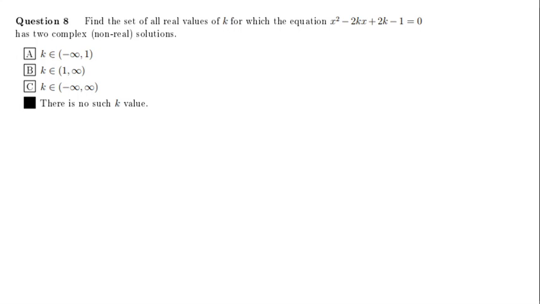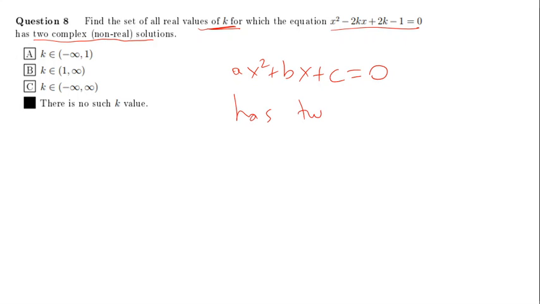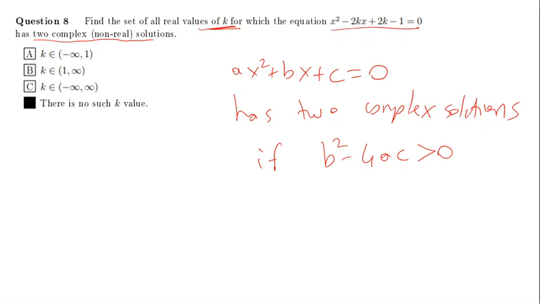Now find the set of all real values of k for which this has two complex non-real solutions. Remember this: ax squared plus bx plus c equal to 0 has two complex solutions if b squared minus 4ac is less than 0. So when you adapt this to our question, it has to have two complex solutions. It means the discriminant should be less than 0.